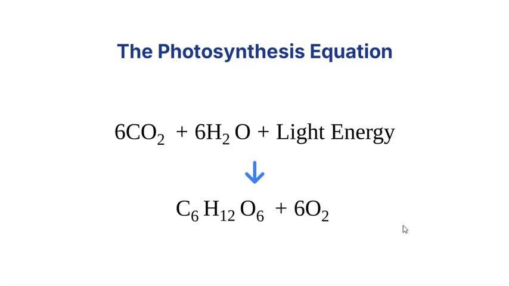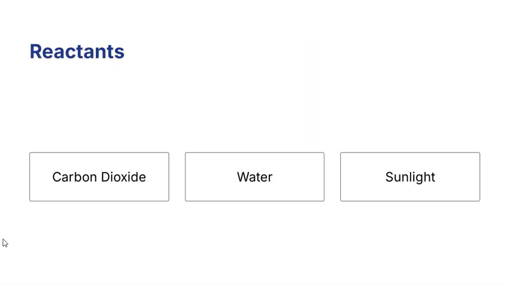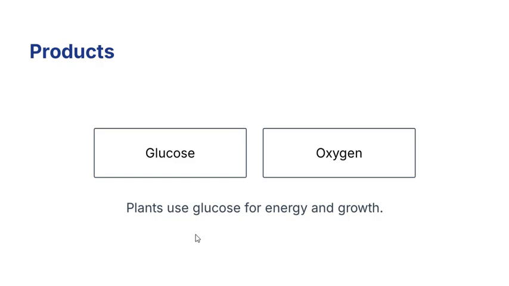That's why we want to plant more trees, because they will actually take in the carbon dioxide and release oxygen, and that could help reduce global warming. Okay, so the reactants are carbon dioxide, water, and sunlight, like we previously said. And our products are glucose and oxygen. So the plant doesn't really use oxygen, so it will release it back into its environment. But it will use the glucose for energy and growth.